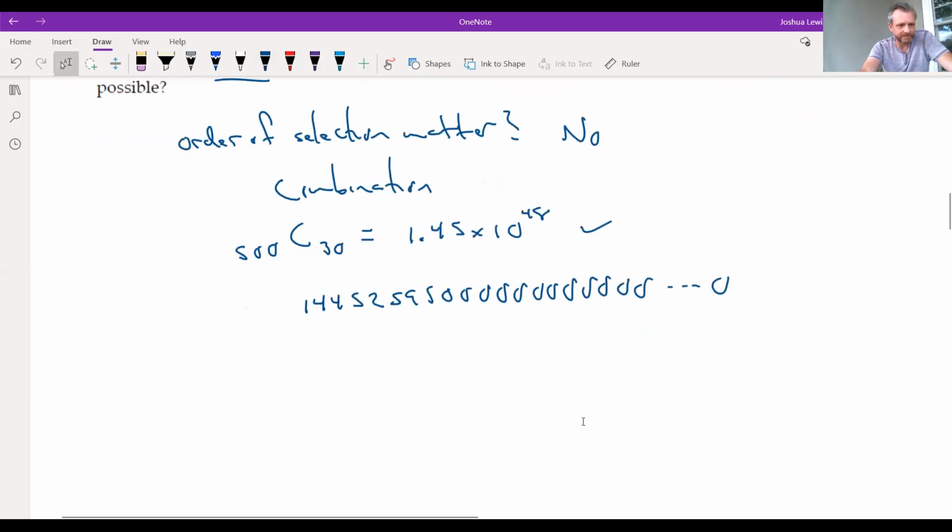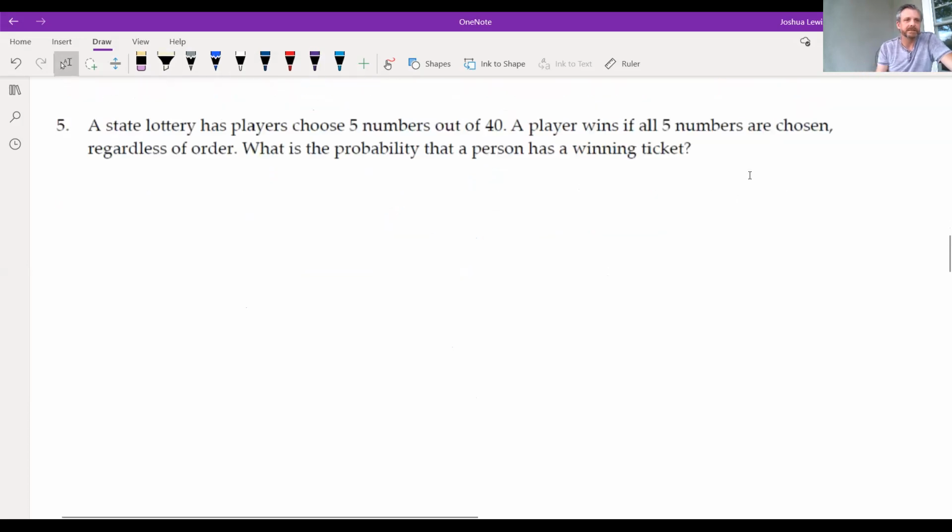All right. Number 5, state lottery. Players choose 5 numbers out of 40. A player wins if all 5 numbers are chosen regardless of order. Regardless of order tells me this is a combination. What is the probability that a person has a winning ticket?